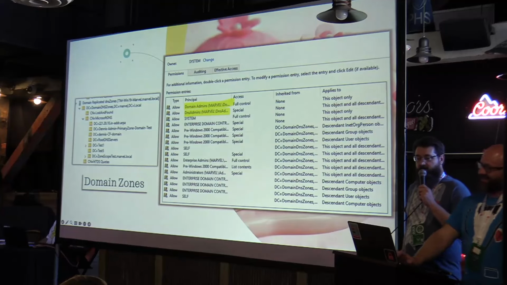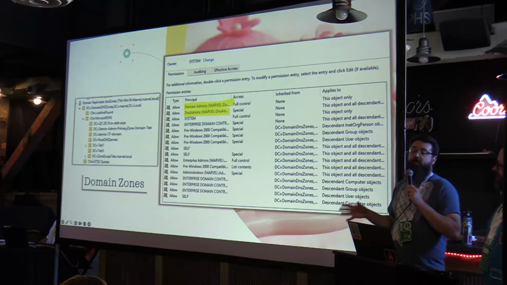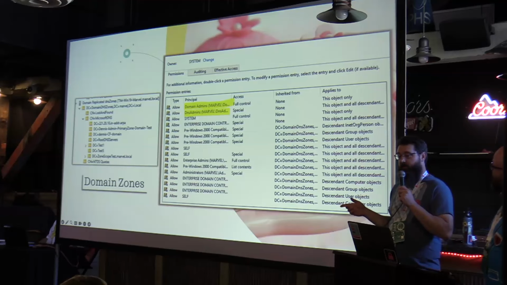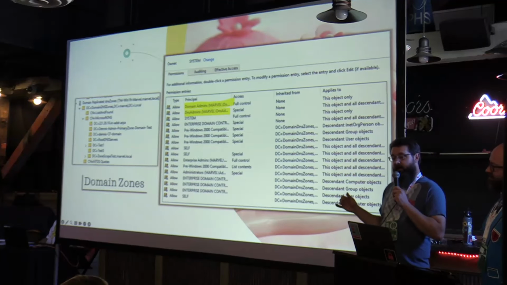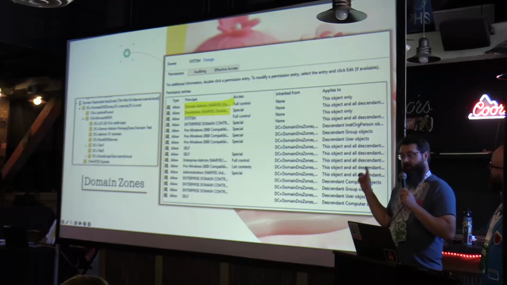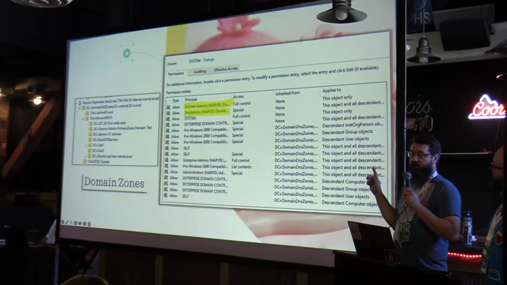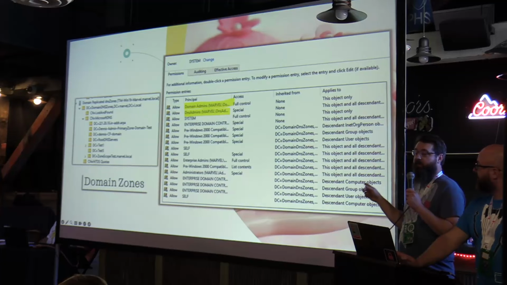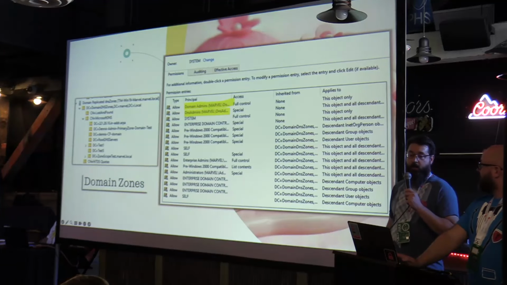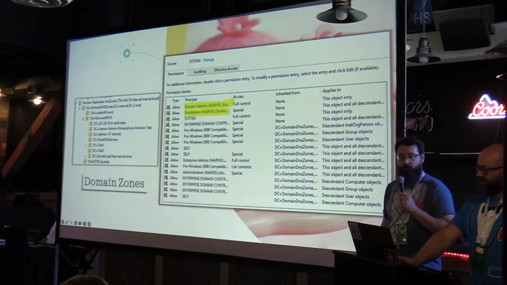So DNS zones are also stored, domain DNS zones are also stored in a separate partition. They replicate to all of the DCs in the domain, and the DACL is still pretty strict, but here domain admins are added to it with full control, and DNS admins have almost full control that inherits down. So this is probably the most common type of DNS zone, but I'm not actually sure about that.